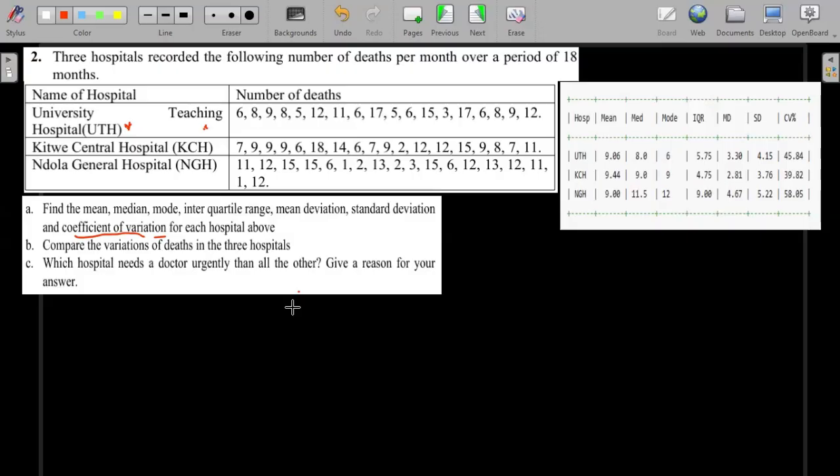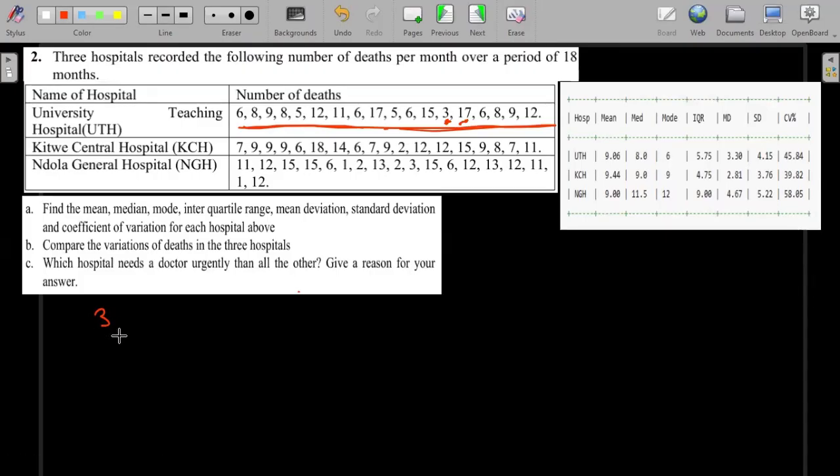So let's pick up the data for UTH and try to find all the things that they've mentioned here. We start with the UTH. How do we find the mean, the median, the mode? The first thing is to arrange the data in increasing order, meaning from the lowest to the highest. In this data for UTH, you can see that the lowest is 3 and the highest is 17. So I can start writing them here. The lowest is 3.